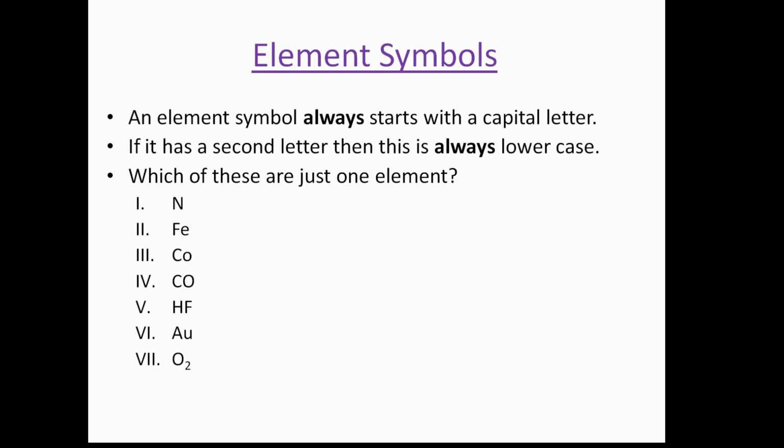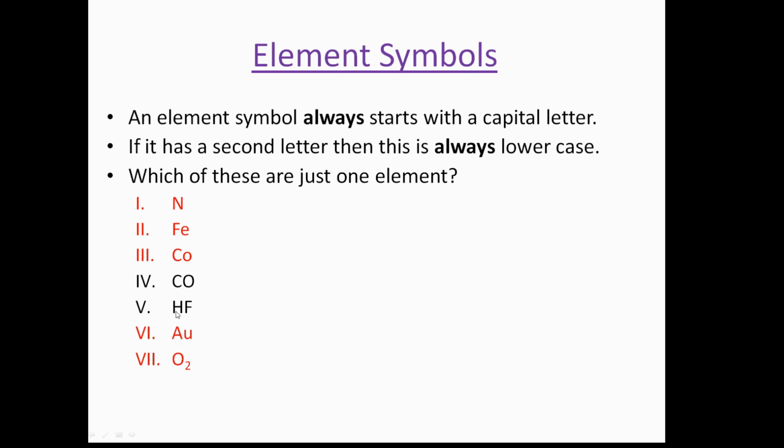Okay, so first one, N, just one, nitrogen. Second one, Fe. We've got a capital letter and then a lowercase letter, so that is just one element, iron. 3, we've got a capital C with a lowercase o, so that's cobalt. 4, however, we've got a capital C and a capital O, so we've got carbon and oxygen, so this is carbon monoxide. This is not just one element.